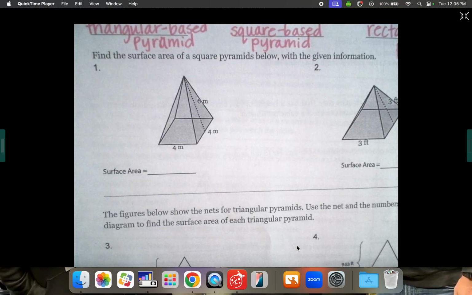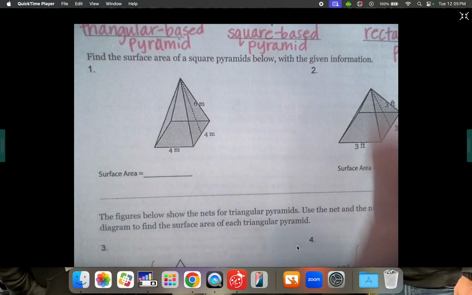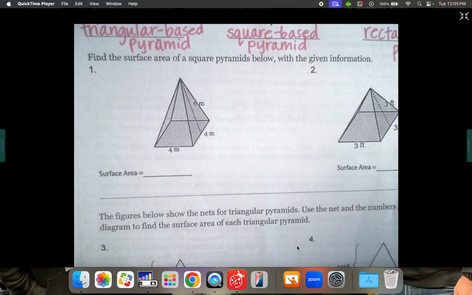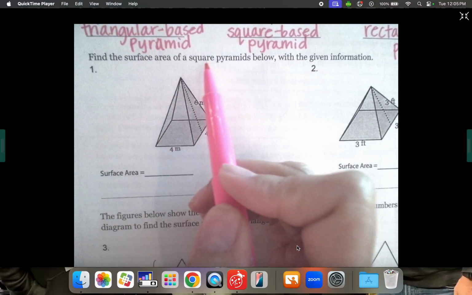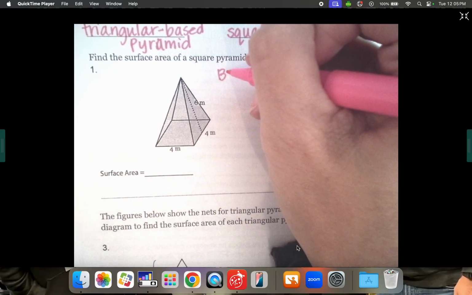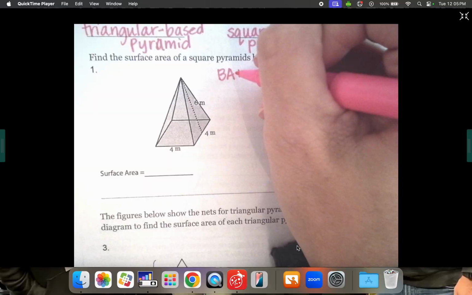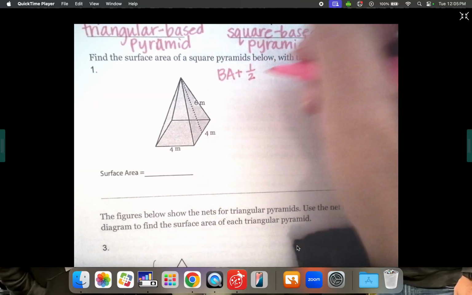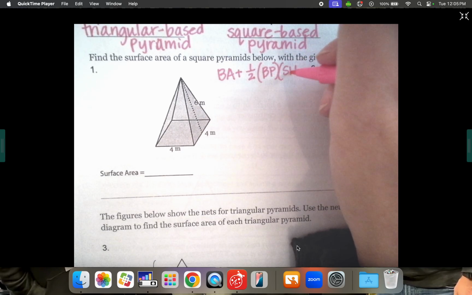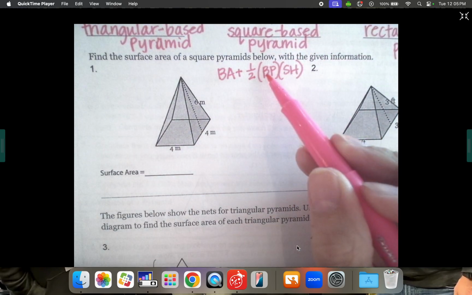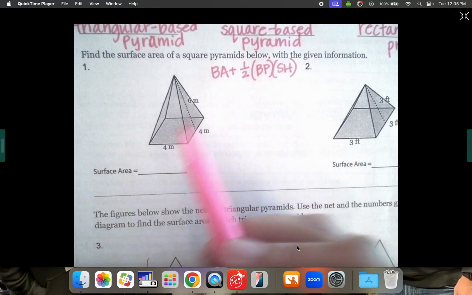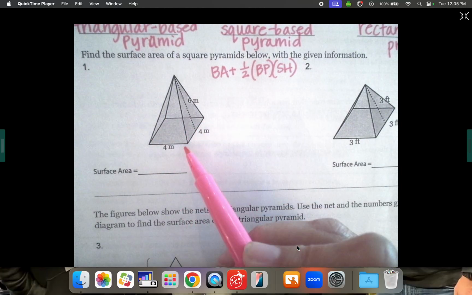This first section, you will not be allowed to use your notes on your test, so you're going to have a formula sheet, and the formula that will be on there for surface area of a square pyramid is going to be, remember, it is base area plus 1/2 the base perimeter times the slant height. So I didn't write out what all those are, but you can look back in your notes and you can see. So for base area, area of the square is length times width to find the base area.